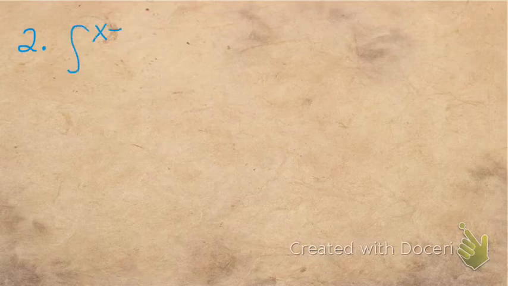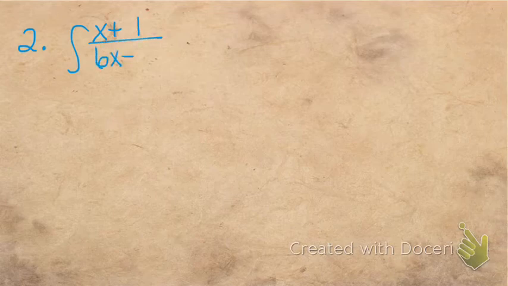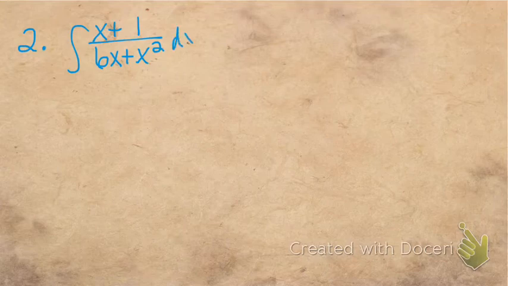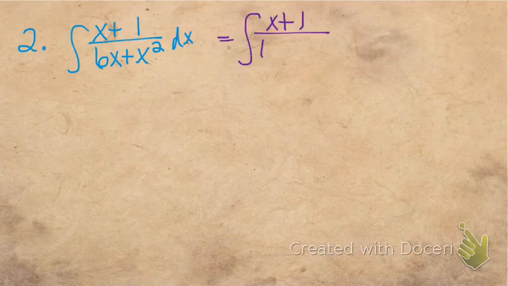Alright, the question is to solve for the integral of x plus 1 over 6x plus x squared. So what I want to do is rewrite it as a sum of fractions, kind of like on the last problem. And so the first thing you're going to do is factor the bottom. We're going to factor out x.